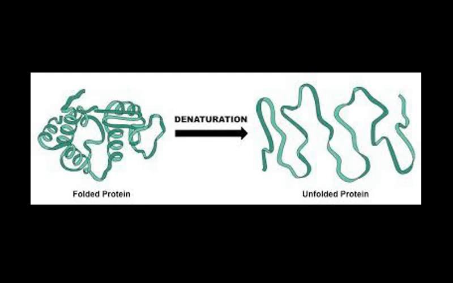Environmental factors such as temperature, chemical agents, and pH changes cause denaturation of an enzyme. Denaturation is when the enzyme loses its 3D shape of a protein. By losing its shape, this causes the active site to be destroyed, which makes the enzyme inactive.